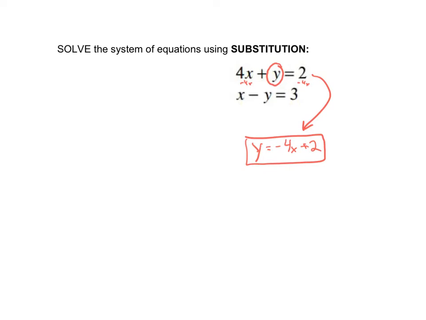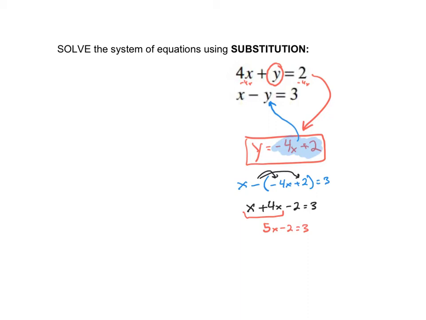Which means you have to get one of the variables by itself. I'm going to take what y equals and literally plug it in right here. So then we get x minus, and here's the substitution, please, negative 4x plus 2 equals 3. Now this is going to require us to take a negative across a parentheses to change some values. x plus 4x minus 2 equals 3. Let's do a little bit of condensing on one side: 5x minus 2 equals 3.